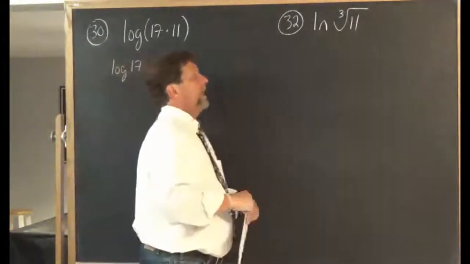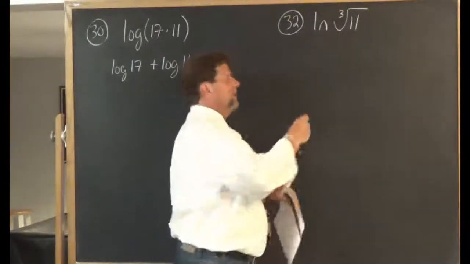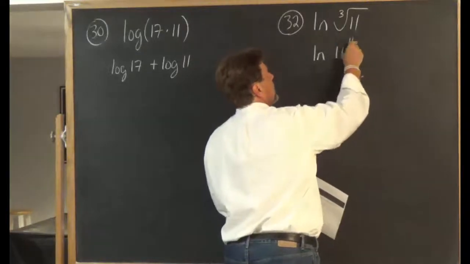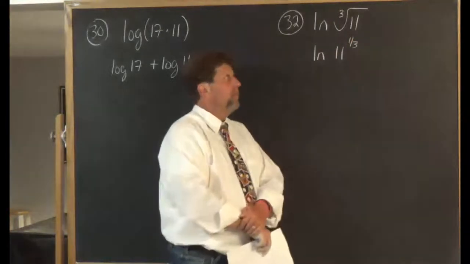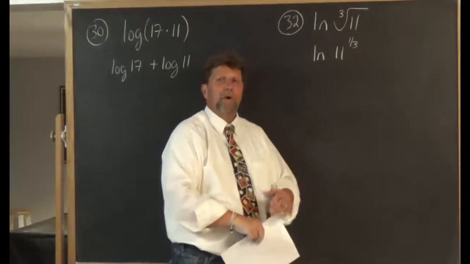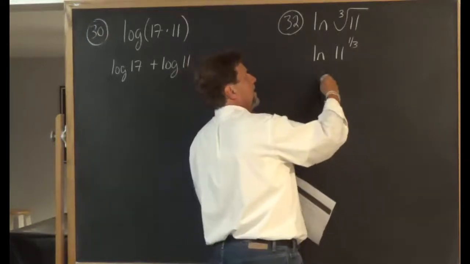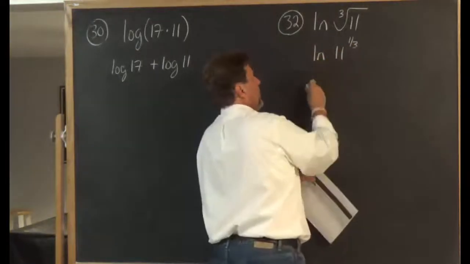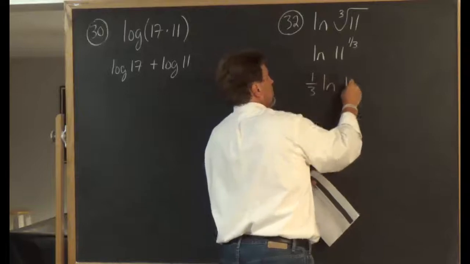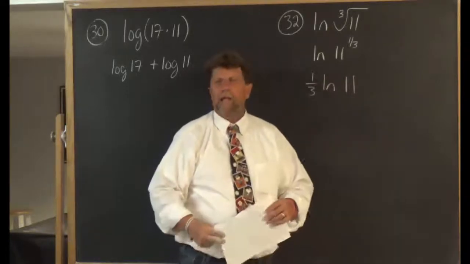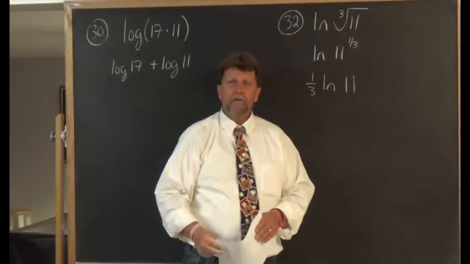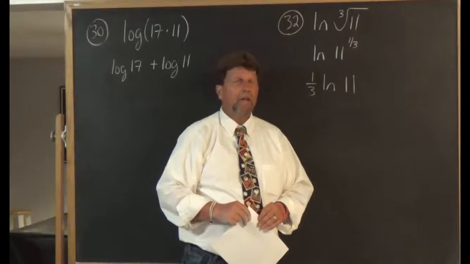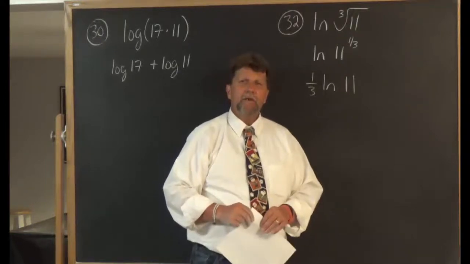In 32, it's the natural log of the cube root of 11. Well, the first thing I would do is rewrite the cube root as an exponent of 1/3. So cube root of 11 is the same thing as 11 to the 1/3. And then there's that rule of logarithmic exponents that says you can bring the 1/3 out front. And that's it. So hopefully you got those two. Hopefully this is all coming back to you from algebra, these properties of logarithms. But let's head back to the slides and see what's next.